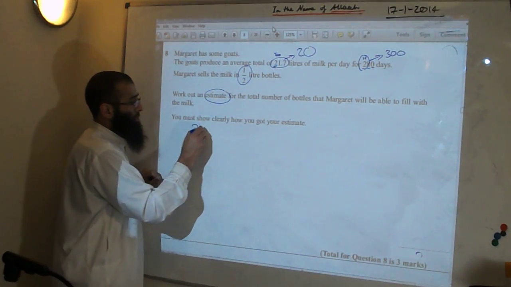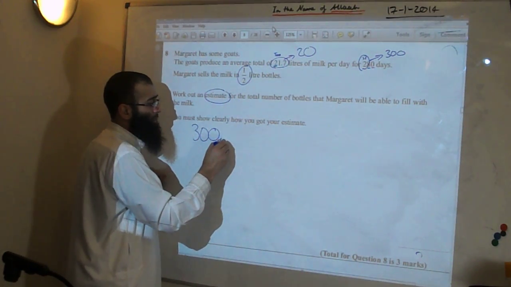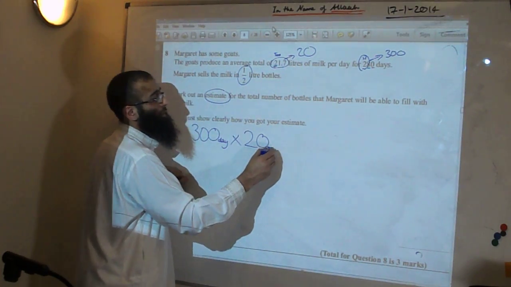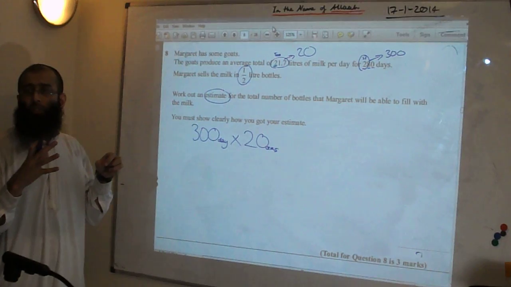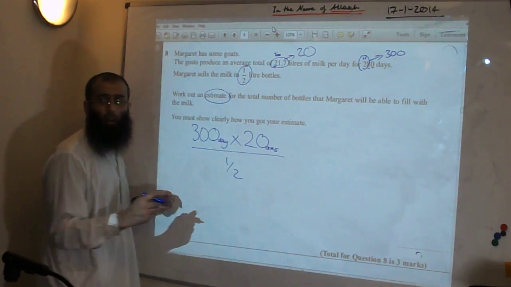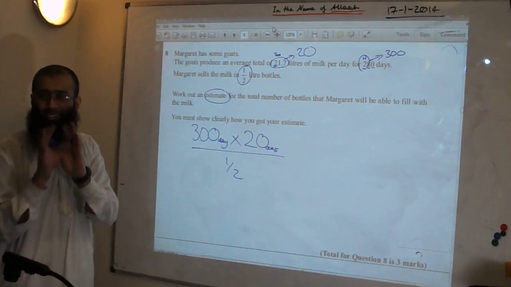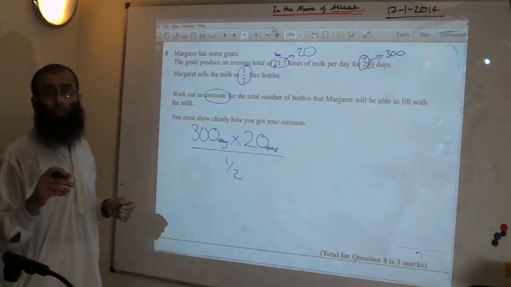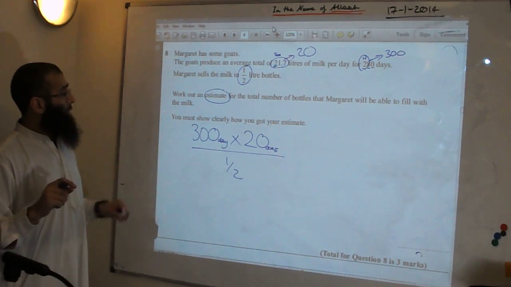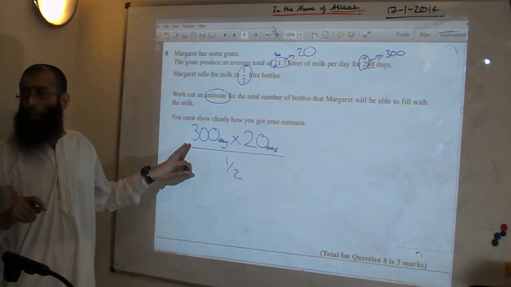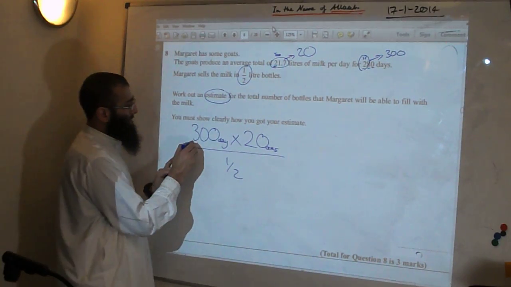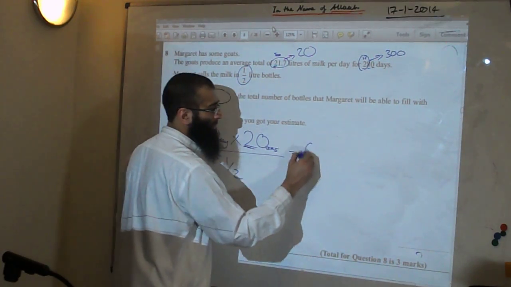So 300 days, producing approximately 20 litres per day. And we're going to put those into half-litre bottles, so we're going to divide it by a half. Half, you're not going to round off. That's exactly where we need to be anyway. Now 300 times 20. The easy way to do it is 3 times 2, which is 6.